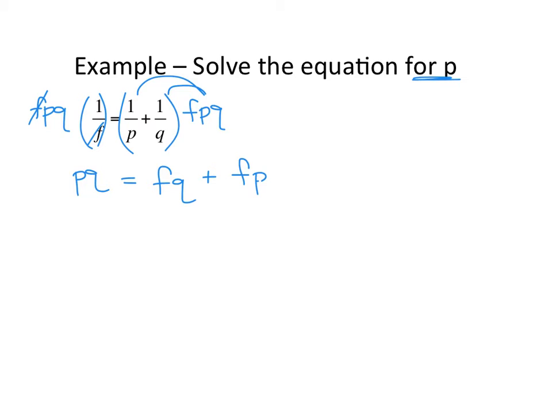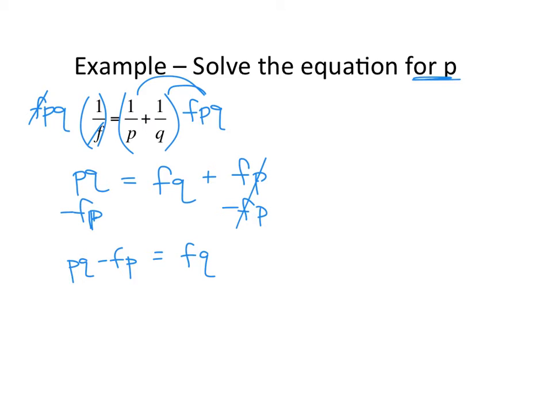All right. Now we want to solve for p, so we need to get p all collected. So we're going to use our addition property of equality to subtract fp from both sides. Let me clean this one up a little bit. Okay. And so we have pq minus fp equals fq.